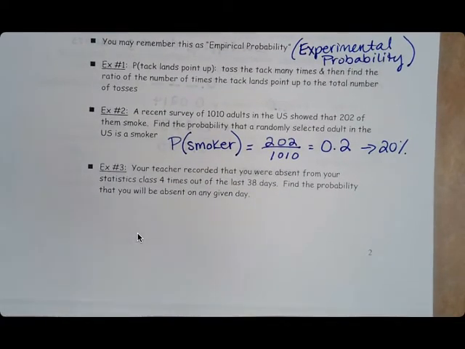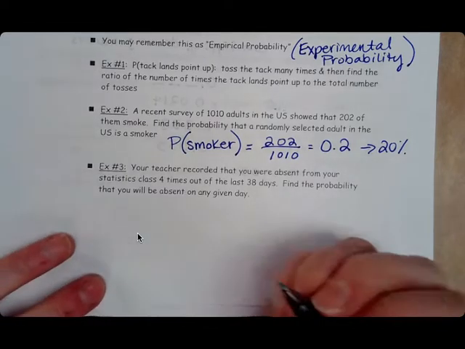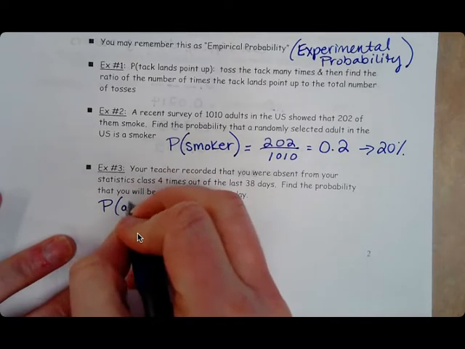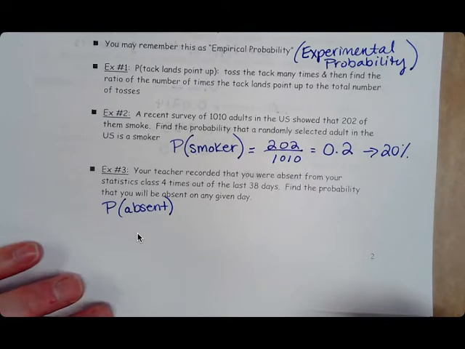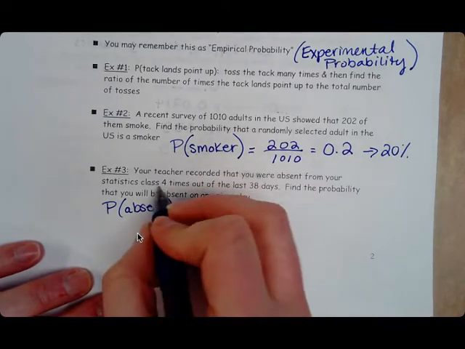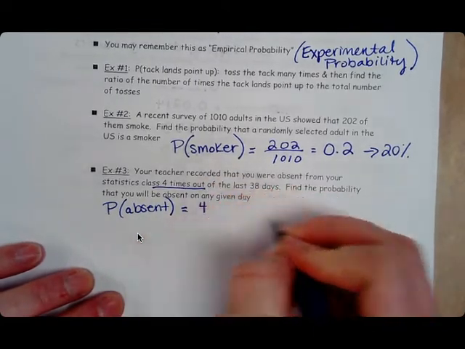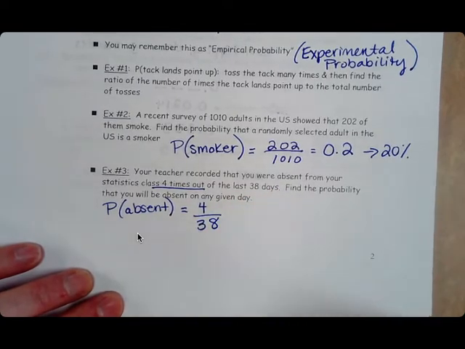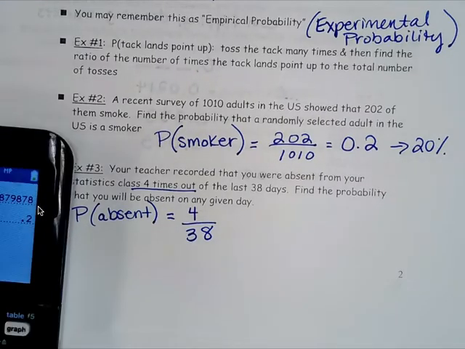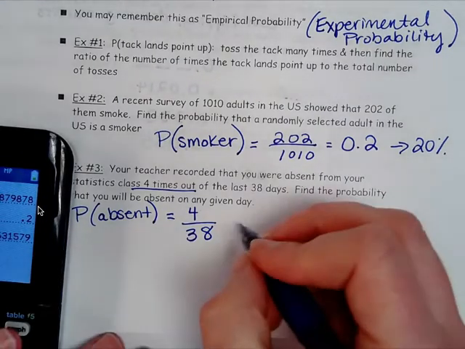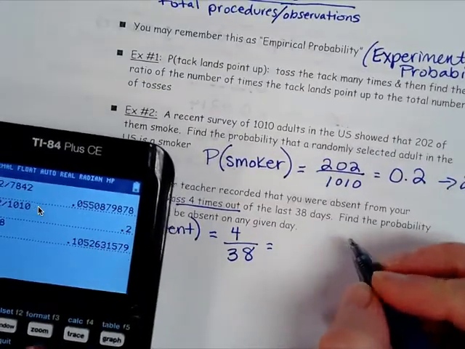Example three, your teacher recorded that you were absent from your statistics class 4 times in the last 38 days. Find the probability that you will be absent on any given day. So the probability that you're absent is found by how many times you were absent out of your total days that it was observed. So 4 out of 38. We divide it.